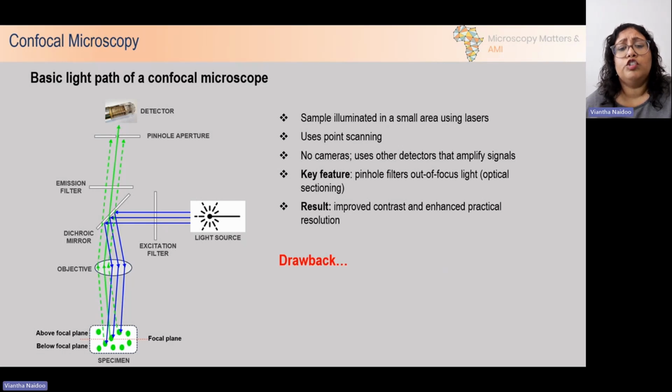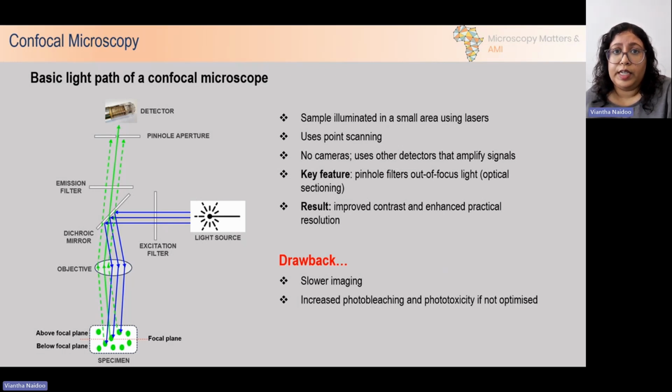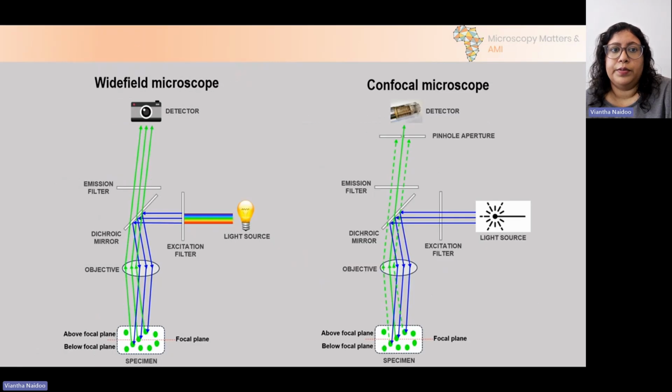apart. The drawback of a traditional confocal microscope is that the imaging is slower because of the point scanning, and you can get increased photobleaching and phototoxicity if the acquisition settings are not optimized, and that is either damage to your fluorophores or damage to your sample, and you can get limited penetration depth in thick samples. So just to show you again the comparison between the wide-field microscope and the confocal microscope, the light sources are different. And importantly, the confocal microscope has this pinhole aperture which blocks out out-of-focus light. And then the detectors are different as well.